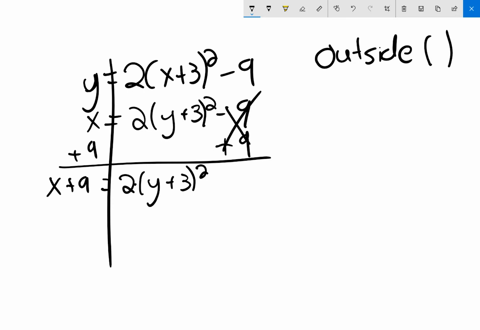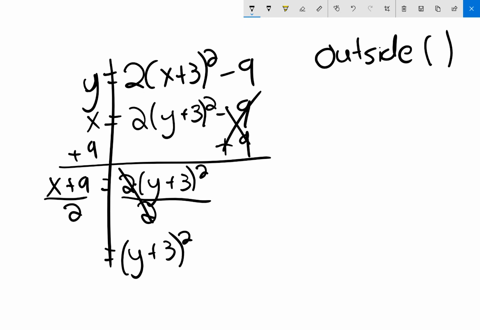Since the 2 is being multiplied to my parentheses, I can get rid of the 2 by dividing it away. So that means dividing everything here by 2. Now on the right-hand side, that just means the 2 will cancel out. So the 2 will be gone, but I'll still have the y plus 3 squared. On the left-hand side, again, like my last example, I'm not really going to be able to simplify this much. So let's just leave it as x plus 9 over 2.